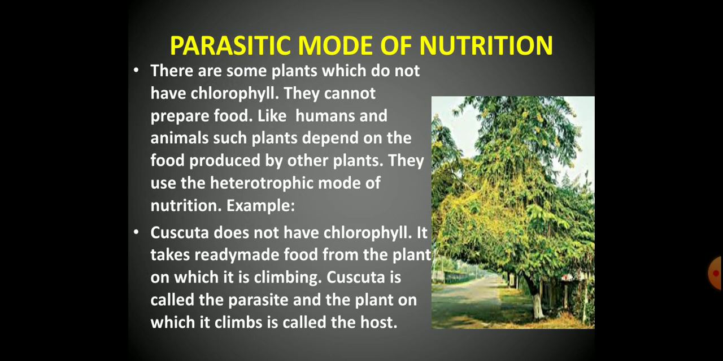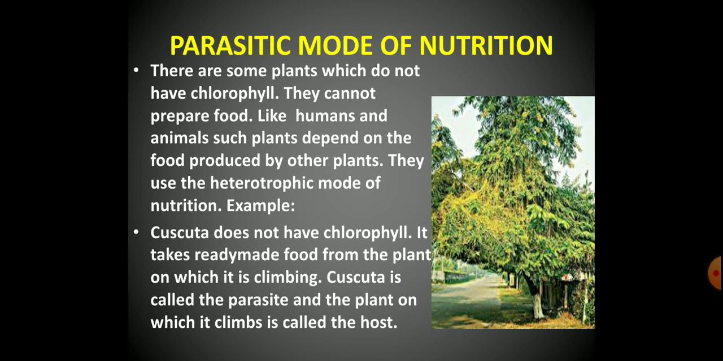Parasitic mode of nutrition. There are some plants which do not have chlorophyll. They cannot prepare food like humans and animals. Such plants depend on the food produced by other plants. They use the heterotrophic mode of nutrition. Example, Cuscuta does not have chlorophyll. It takes ready-made food from the plant on which it is climbing. Cuscuta is called the parasite and the plant on which it climbs is called the host.